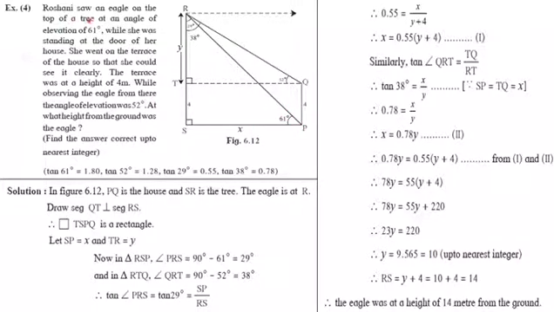Observe. Roshni saw an eagle on the top of a tree at an angle of elevation of 61 degrees. So eagle is at position R. This angle is 61 degrees. From point P it is observed. So this angle SRP is 180 minus 90 minus 61. So this angle is 29 degrees. Okay. Then observe angle QRT. From the top that eagle is observed at 52 degrees.